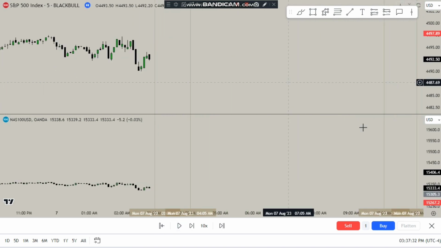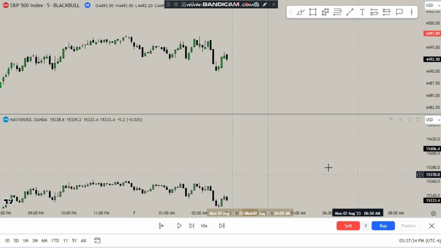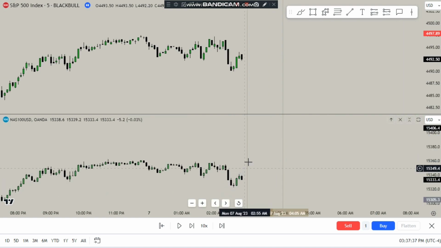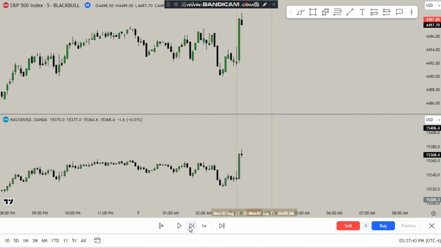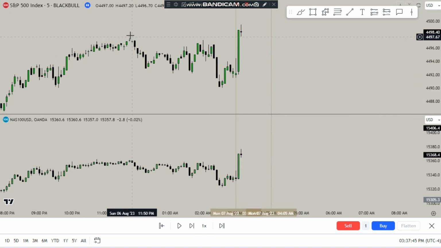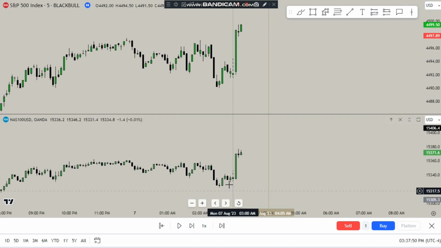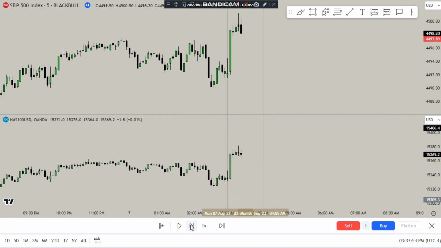Now let's see if we get any trade on this day. This is the 7th of August. Okay, I will slow it down. Let's see. So both swept these highs, so still there is no divergence, no bullish divergence, no bearish divergence. Okay, so we won't enter.